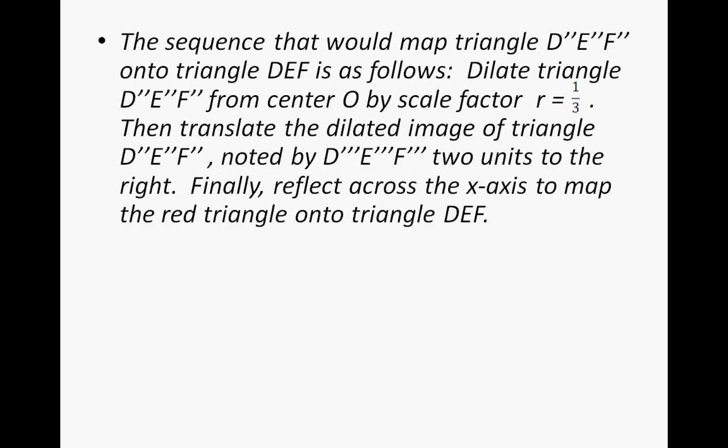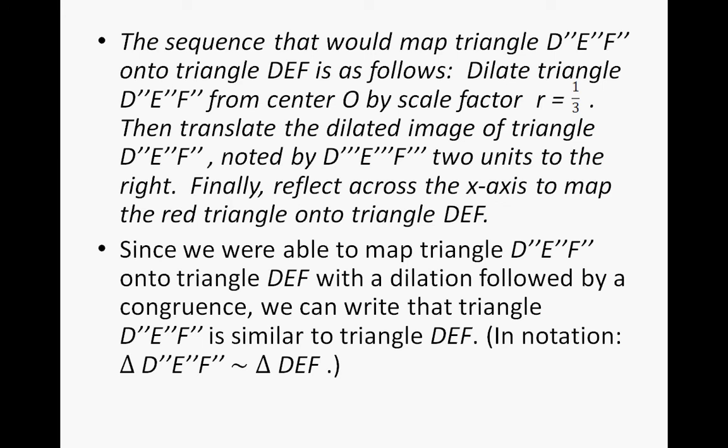All right, so this is what it should sound like. The sequence that would map triangle D double prime, E double prime, F double prime onto triangle DEF is as follows. Dilate triangle D double prime, E double prime, F double prime from center O by a scale factor of 1/3. Then translate the dilated image of the triangle, which we call D triple prime, E triple prime, F triple prime, 2 units to the right, and then finally reflect across the x-axis to map the red triangle, or the triple prime triangle, onto triangle DEF.